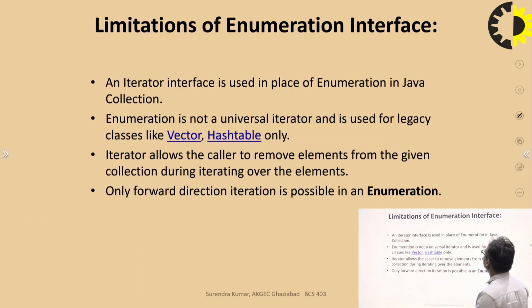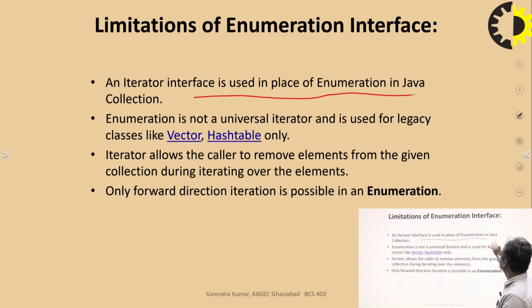So limitations of the Enumeration interface की बात करें, यदि हम जहाँ हम इंटरफेस यूज करने जा रहे हैं iterator यहाँ पे, तो enumeration का ड्रॉबैक है. Iterator interface is used in place of Enumeration in Java. Enumeration is not a universal iterator, but Iterator is a universal iterator, while Enumeration is used for legacy classes like Hashtable and Vector.